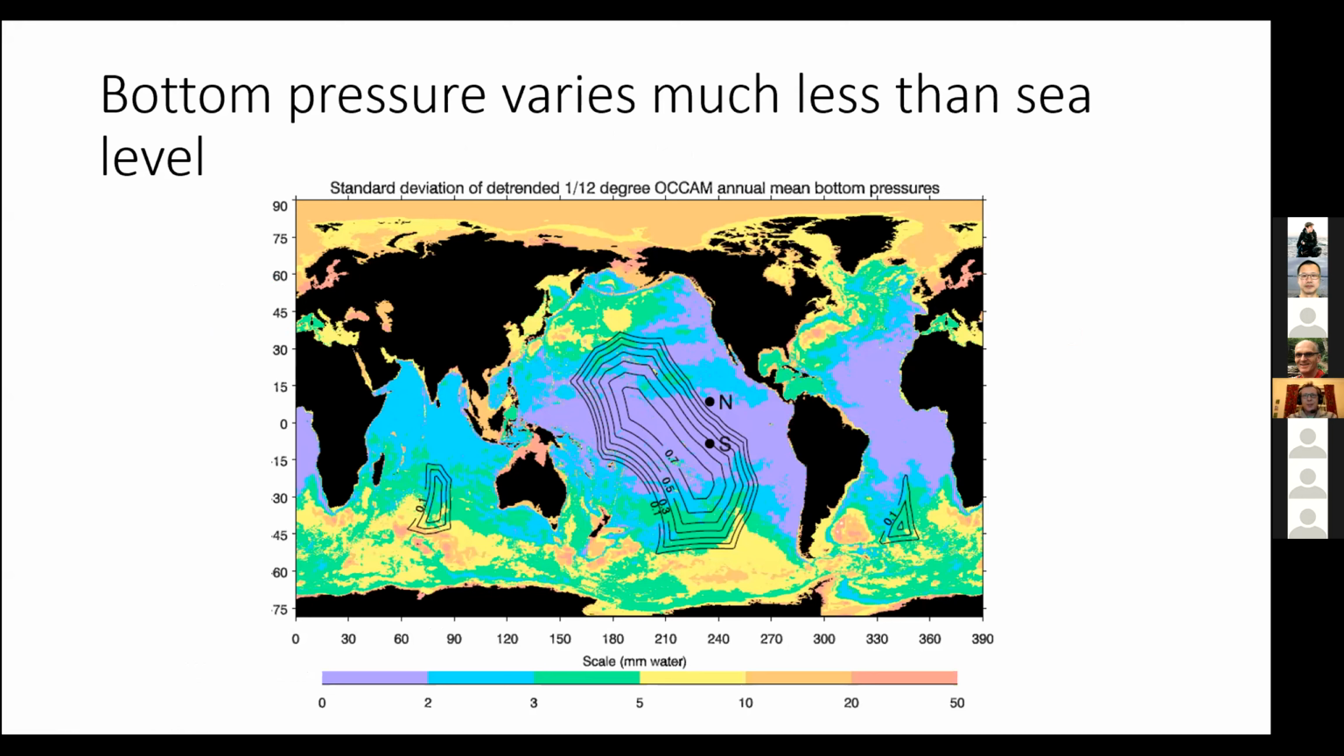Starting with this, which is a simple observation that bottom pressure variability is much less than sea level variability, especially once you start looking at relatively long timescales. So this is a model result showing how interannual variability in bottom pressure is down at the millimeters level.